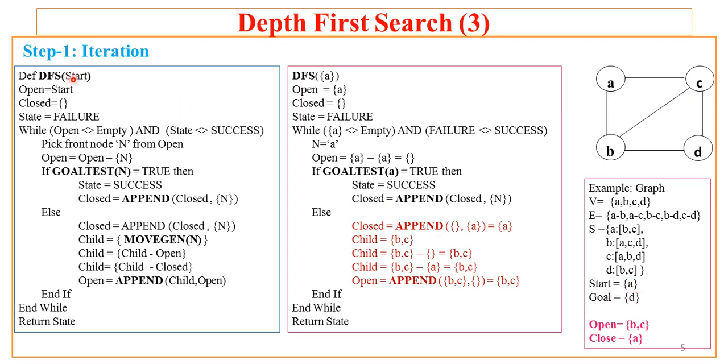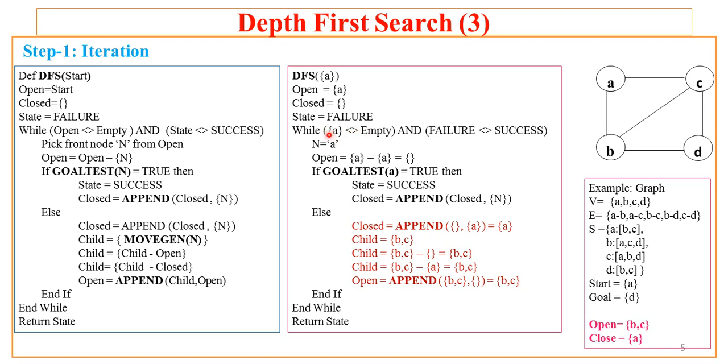So in our open, we are assigning the start node. That is, we are storing A in the open, and initially closed is empty. Now state is failure. These are the initial states of the different variables or data structures of the DFS. Now it checks whether open is empty. In open there is one start element. Is it empty? No.